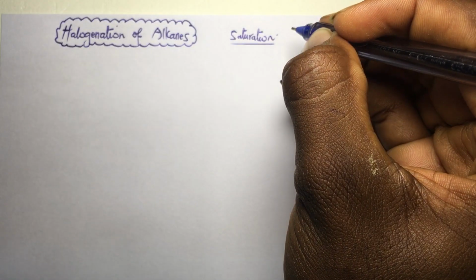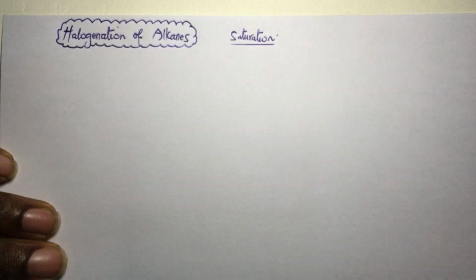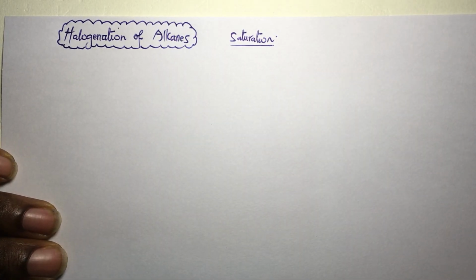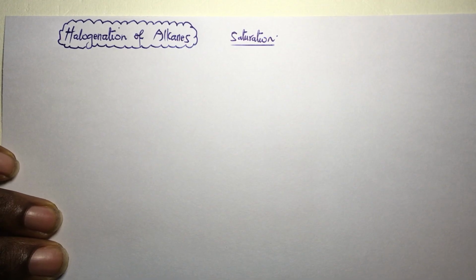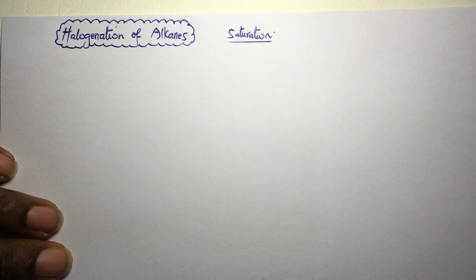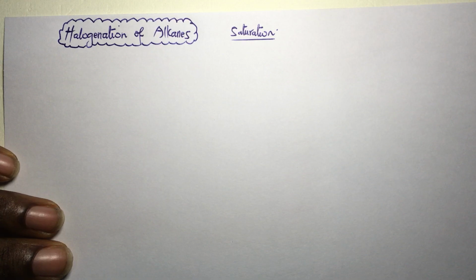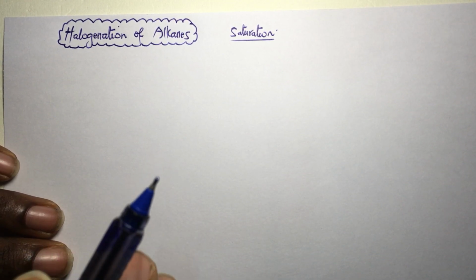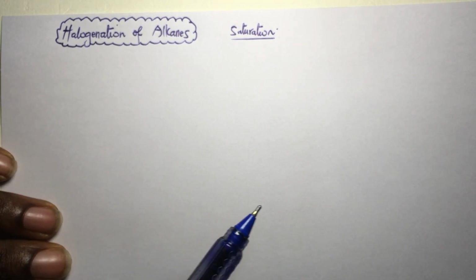The first one that we are supposed to talk about is the combustion reaction, where we are combining a hydrocarbon with oxygen to produce carbon dioxide and water. But in this main video, we are going to talk about the halogenation of alkanes. Before we talk about halogenation of alkanes, I want us to emphasize the types of cleavages that we have.